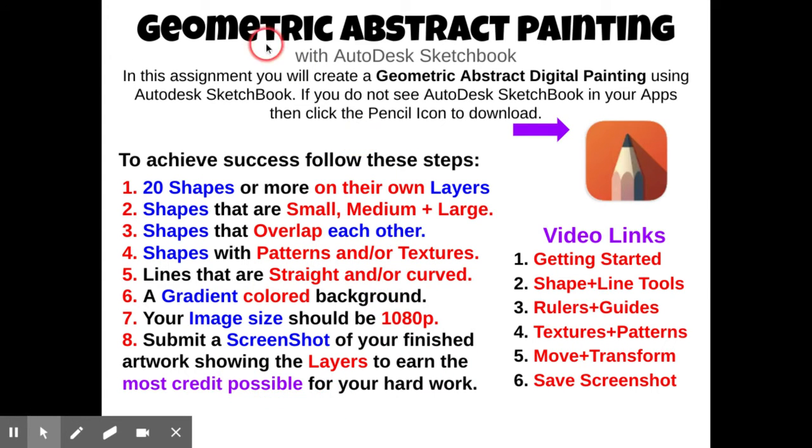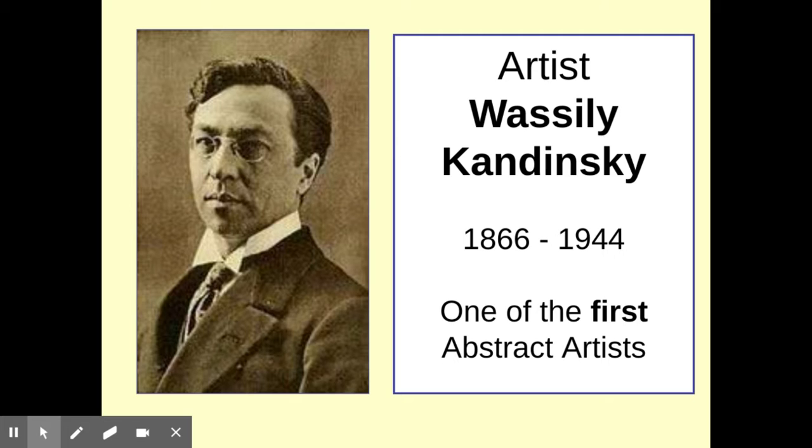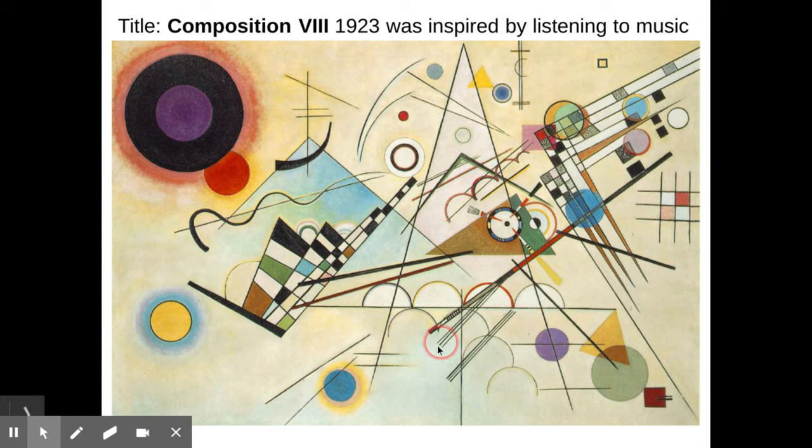Remember, all of this is based on geometric abstract paintings such as those by the artist Mr. Kandinsky. So if we look at his quickly, we would see that he would have earned 100%. He has more than 20 shapes. He has shapes that are big, medium, and small, even tiny. He has patterns. He has textures with gradients inside of his shapes, like this blue triangle here. He has shapes that overlap here, here, here. And he has a lot of lines, both angular and straight lines and curvy lines as well.